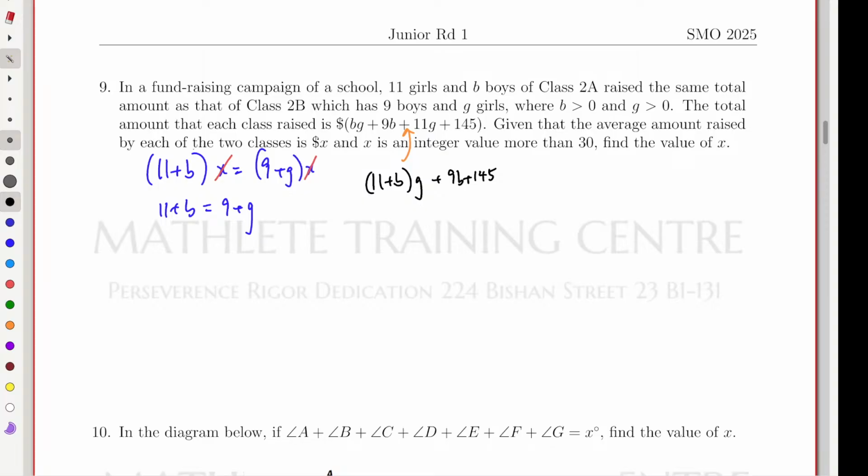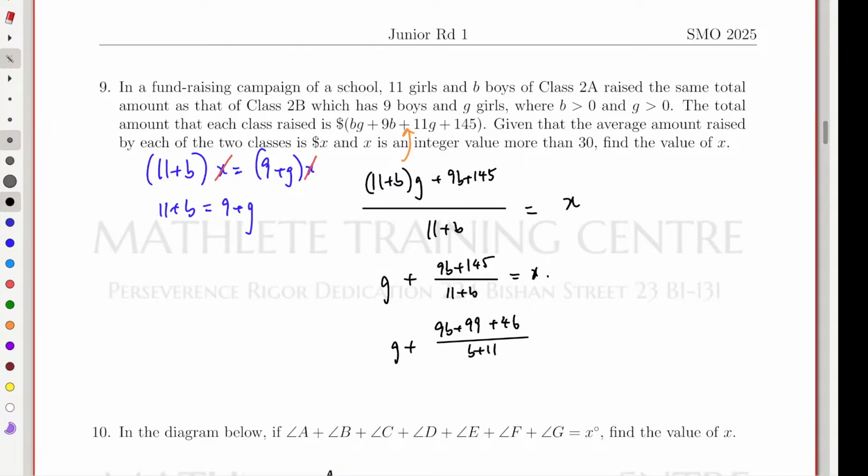If I'm dividing by the number of students, which is 11 plus B for, let's say, the first class, then this is the average amount raised by each class, which is X. But I also know that the first part of it is just G. So this is going to be G plus (9B plus 145) over (11 plus B), and that's X. Now, how to continue? Well, notice that 9B plus 145, you can split it into 9B plus 99 plus another 46.